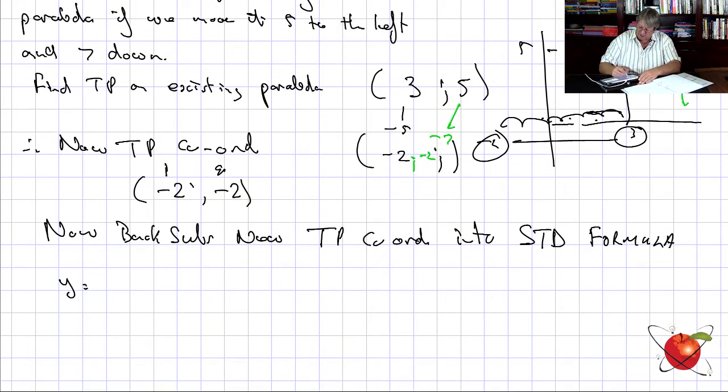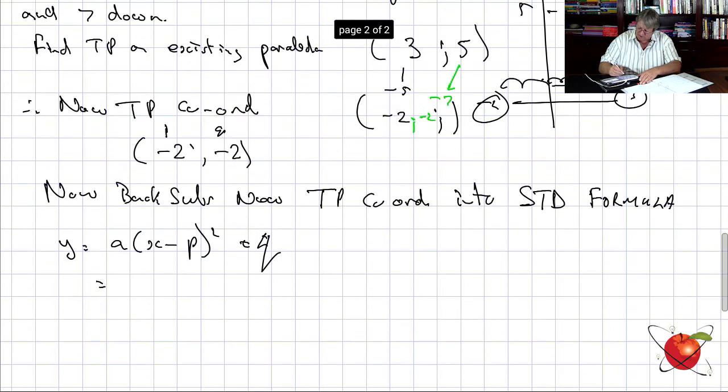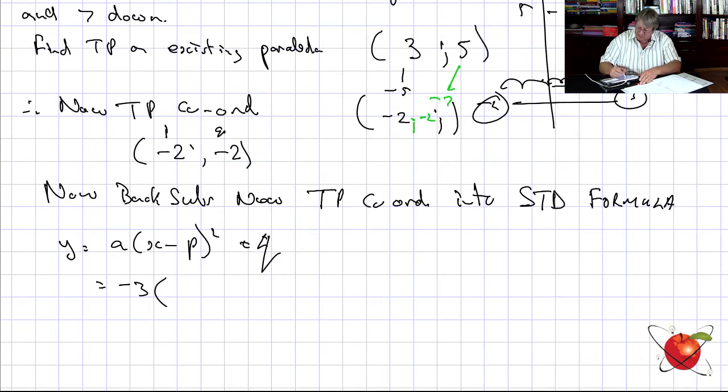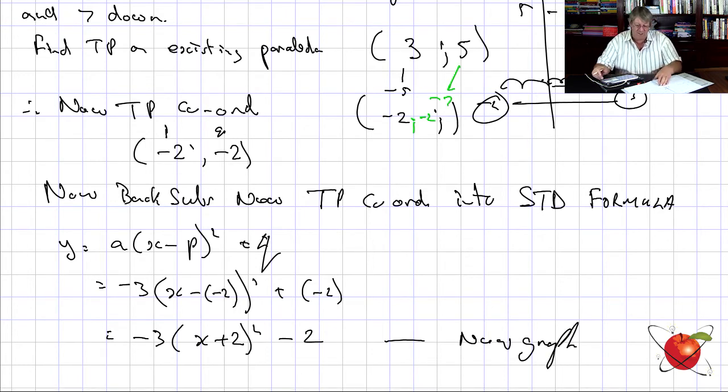Y is equal to a, x minus p all squared plus q. A hasn't changed. A doesn't change. A still stays, in this case, I think I called it minus 3. A stays at minus 3. I haven't made it any different. x minus, and p is minus 2, all squared plus q, which is minus 2, which means it's minus 3 times x plus 2 all squared minus 2. This is the new graph.